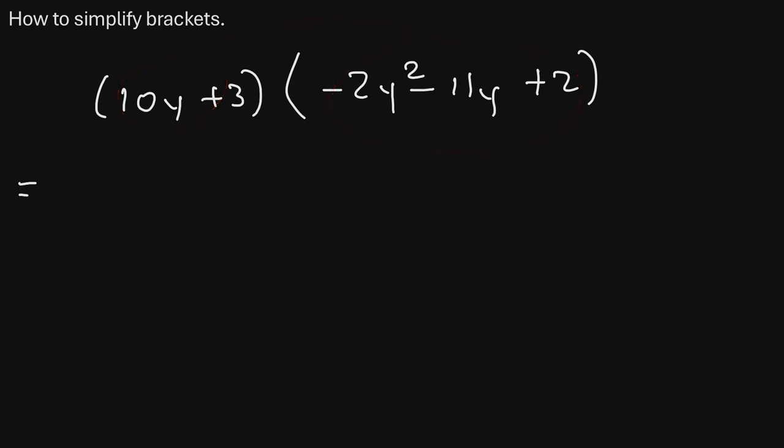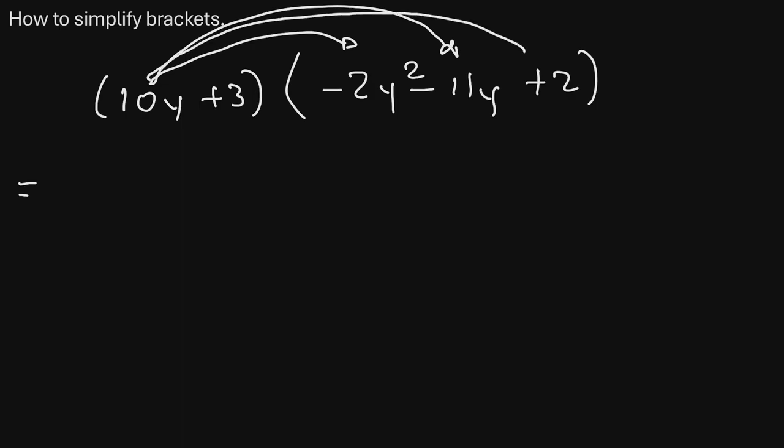So we're going to start to say now the 10y will multiply with the negative 2y squared. And then also the 10y will move and multiply with what? With the negative 11y. But now the numbers are not yet done. So also the 10y will move again and multiply with the last term, which is positive 2. So after you are done with the 10y, you now start to move with the 3 to say now 3 will multiply with what? With the negative 2y squared. And then 3 will multiply again with the negative 11y. And then lastly, 3 will multiply with the positive 2.